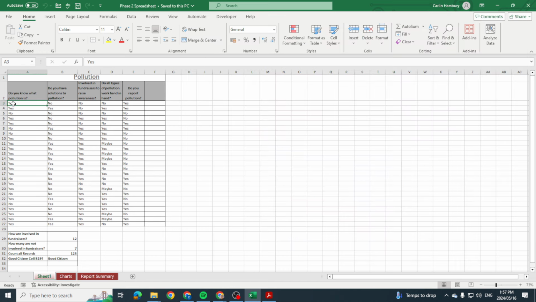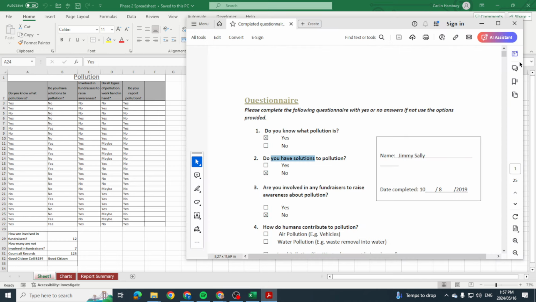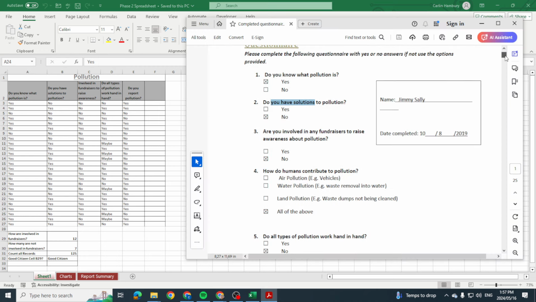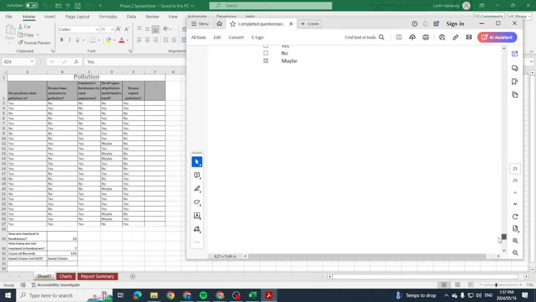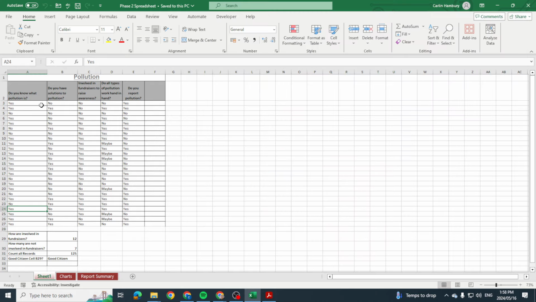And she's got 25 of these, which means that there should actually be 25 completed questionnaires. So obviously the number of rows of data that you have here will depend on the number of completed questionnaires. So you should have a minimum of 20.